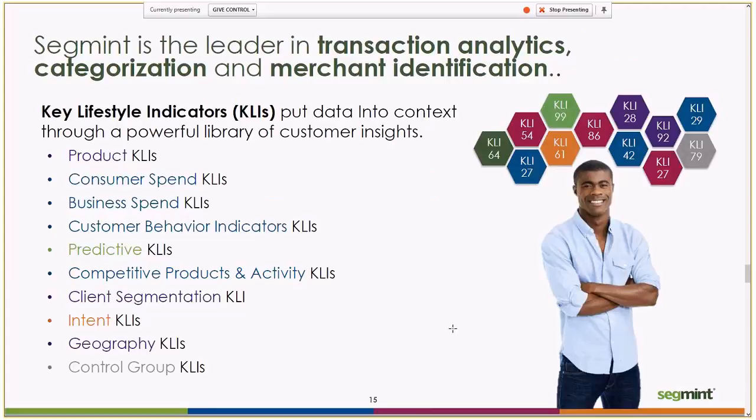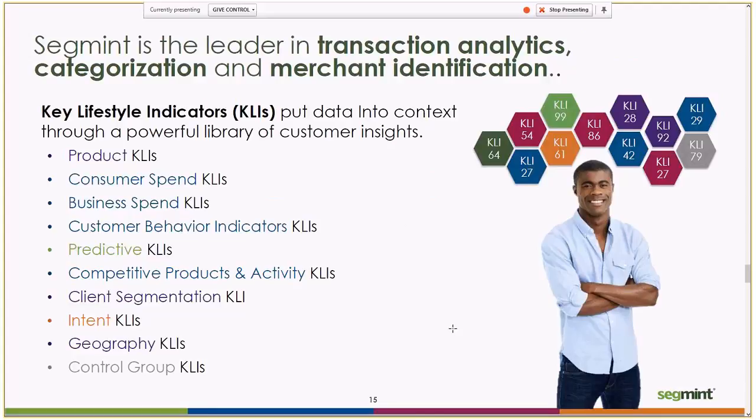The numbers typically average somewhere between 40 and 70 different KLIs associated with your member, and we've seen as many as 300 or more key lifestyle indicators assigned to your members to describe them based on the data they're supplying to you today.